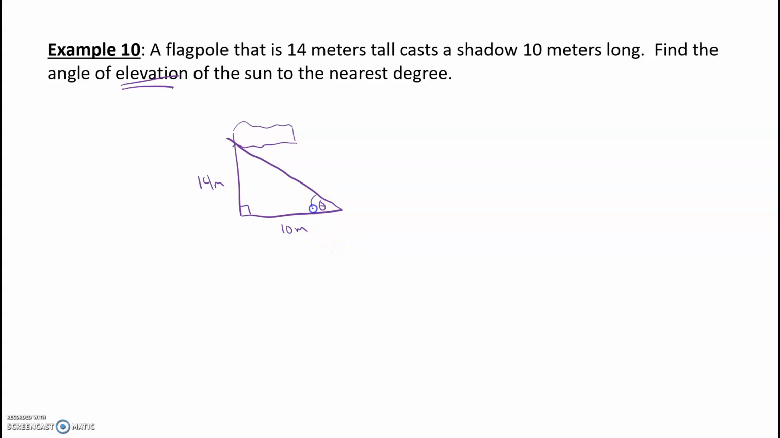So we're still going to set it up the same way. We're going to label our pieces. We have opposite. We have adjacent. And again, there's nothing here for the hypotenuse. So in terms of SOHCAHTOA, we've got opposite and adjacent. We're going to be using tangent. Tangent of my angle equals opposite over adjacent. Now, if we want to find our angle, we can't just divide by the word tangent.